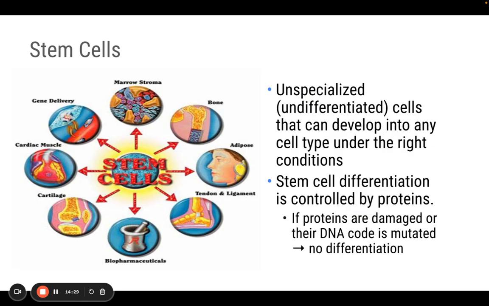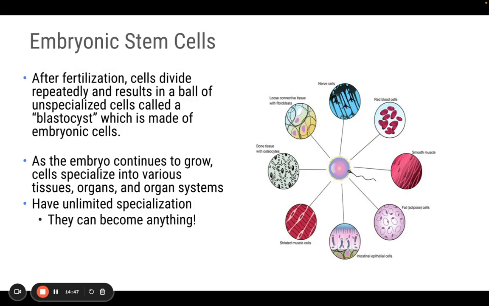Stem cells are cells that go on to differentiate and become specialized cells. Stem cells are used in a variety of clinical applications. We'll talk a bit more about that, but differentiation of stem cells is controlled by proteins. So if the proteins are damaged or their DNA code is mutated, you may not see that differentiation occurring. There are 2 different types of stem cells to familiarize you with. The first is embryonic stem cells. Embryonic stem cells are the stem cells that make up embryos, and they really have the potential to become any kind of cell in the body.